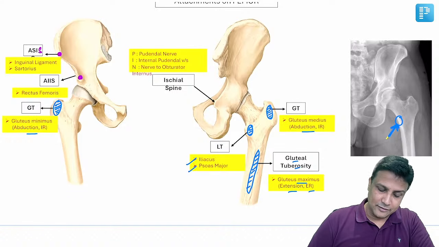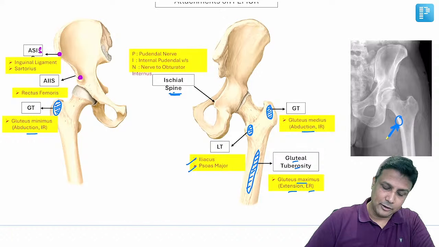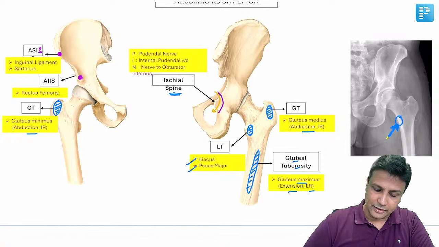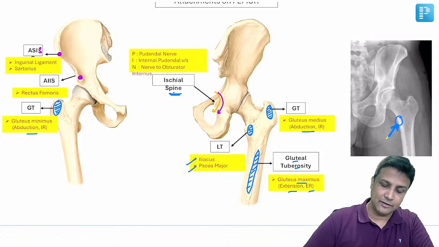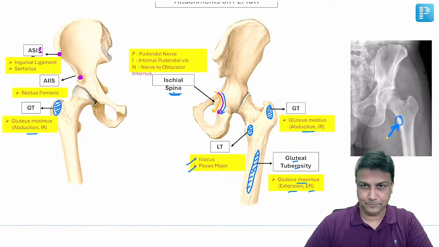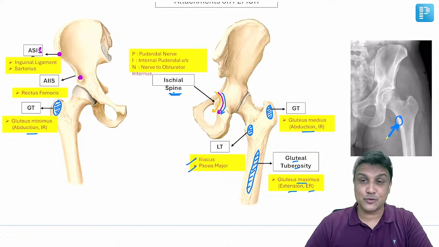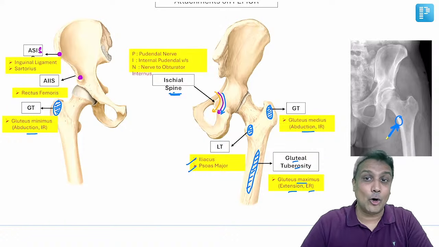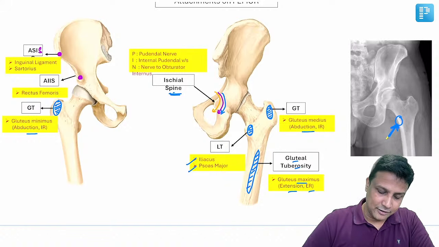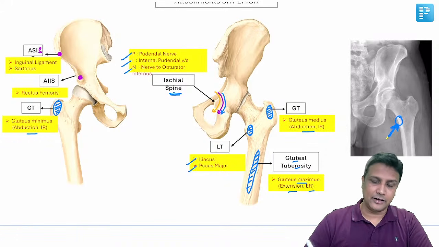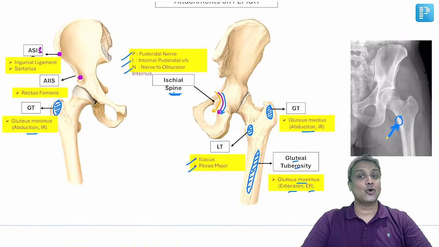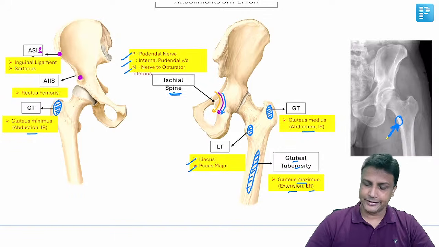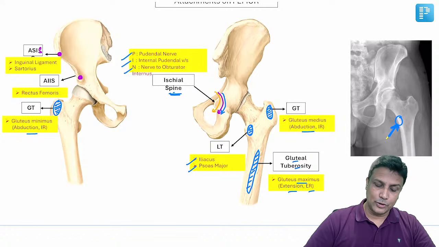Now, this one here will be your ischial spine, and here there will be a nerve taking a turn, the pudendal nerve. Along with that, there will be an artery here, the internal pudendal artery, and then there will be a vein here, the internal pudendal vein. And we are going to remember these structures with the mnemonic PIN. So the PIN structures are going to take a turn around the ischial spine. The pudendal nerve, internal pudendal artery and vein, and the nerve to obturator internus are going to take a turn around the ischial spine. Perfectly done.